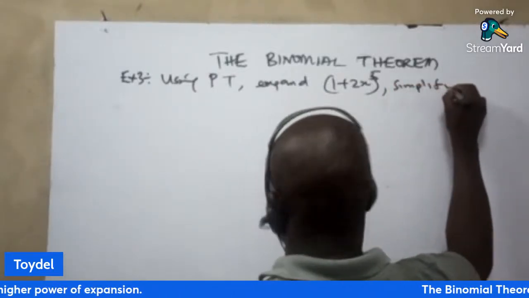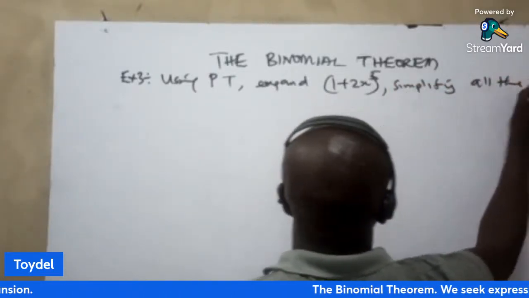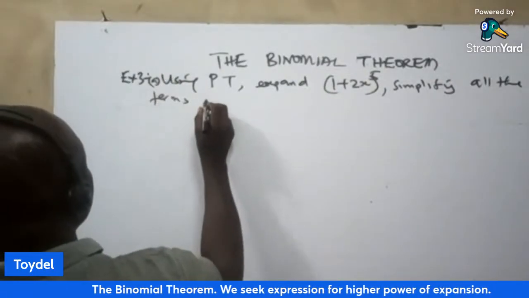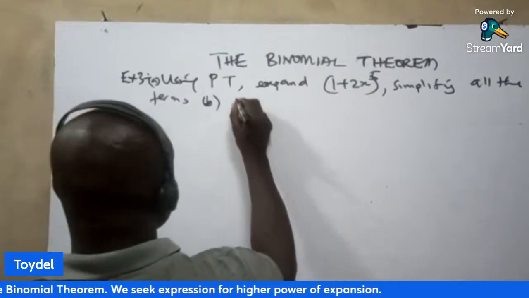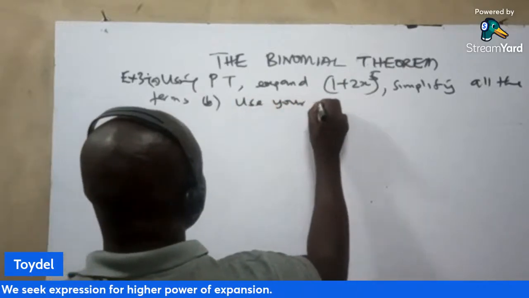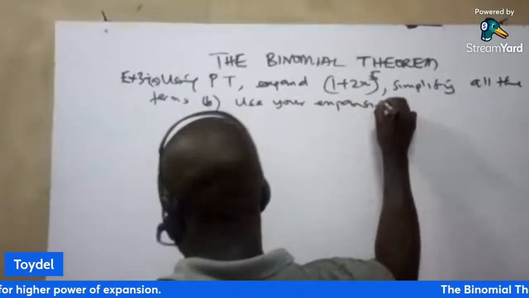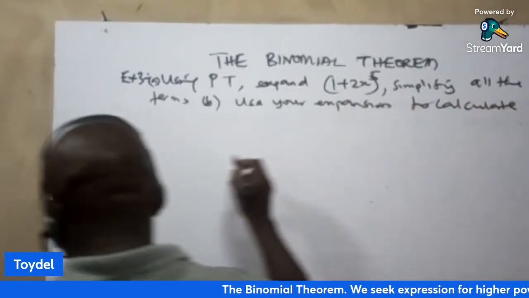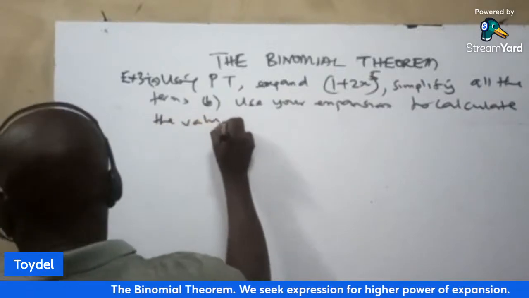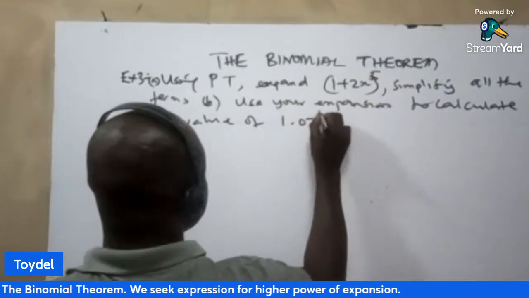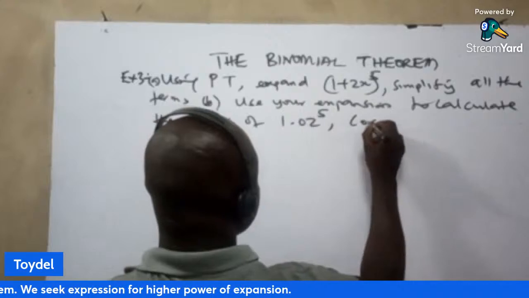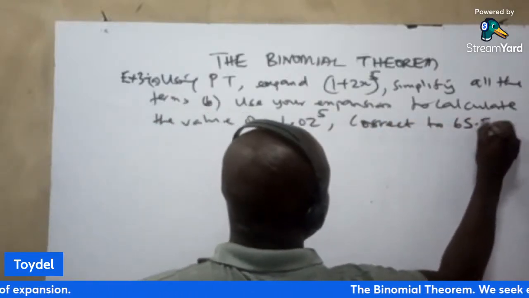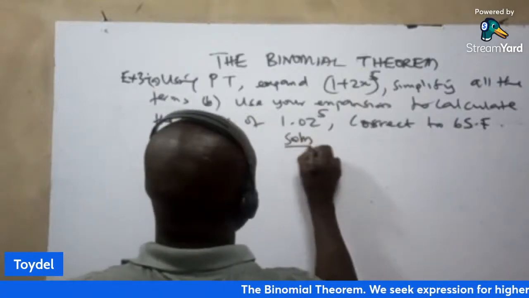Simplifying all the terms. That is the A part of the question. Then the B part of the question says, use your expansion to calculate the value of 1.02 raised to power 5, correct to 6 significant figures. Okay, so this is a 2-in-1 question.